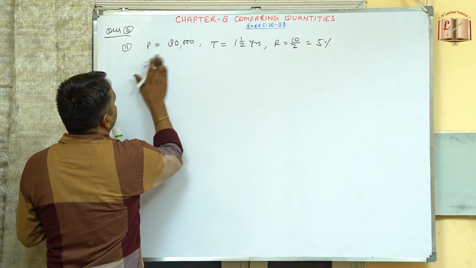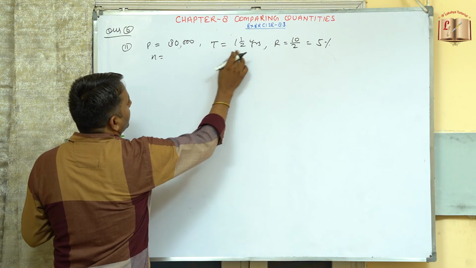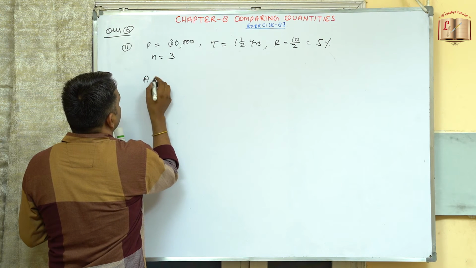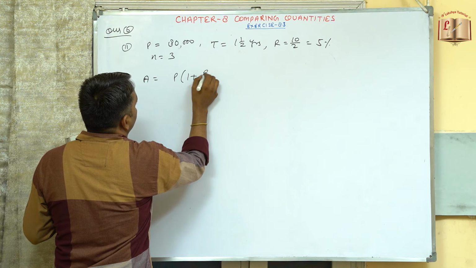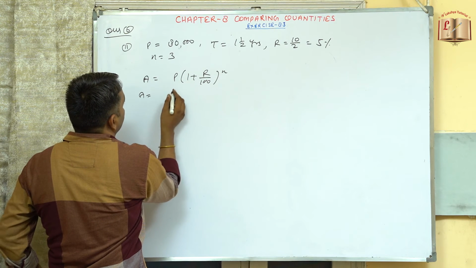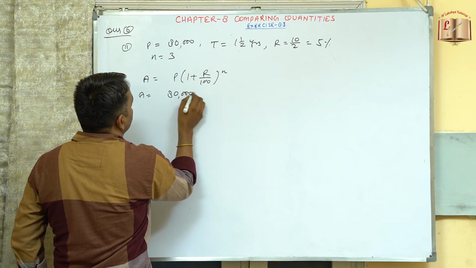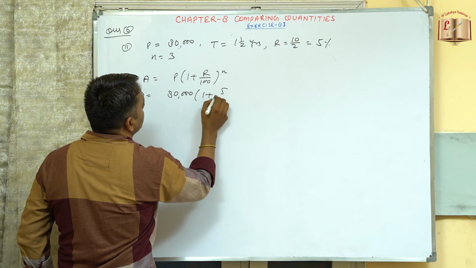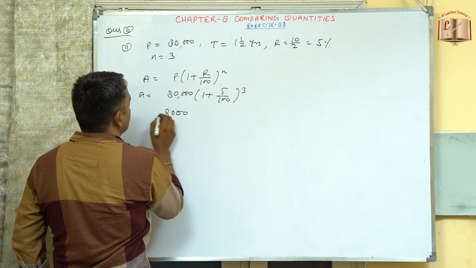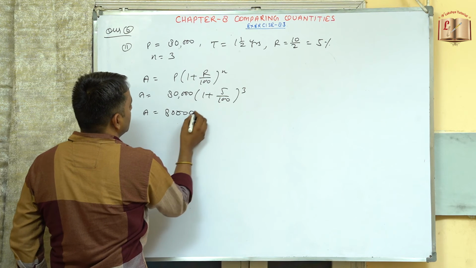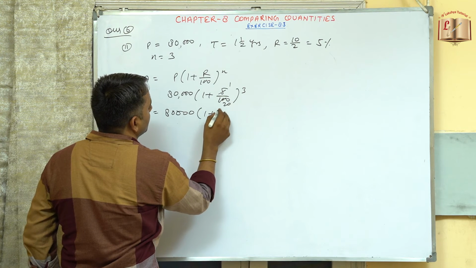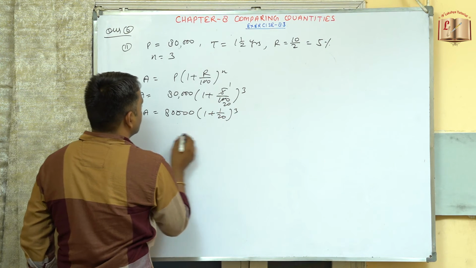Now P will be, let's find the value of n. So in 1.5 years, n will become 3. So now A will be equal to P times 1 plus R by 100 to the power n. So A will be equal to, now P is 80,000, 1 plus R is 5 by 100 to the power 3. So this is now 80,000 and 1 plus this can be calculated as 1 by 20. So this is 1 by 20 to the power 3.